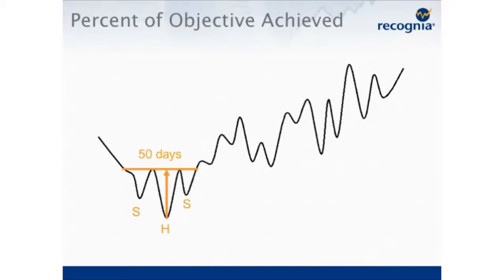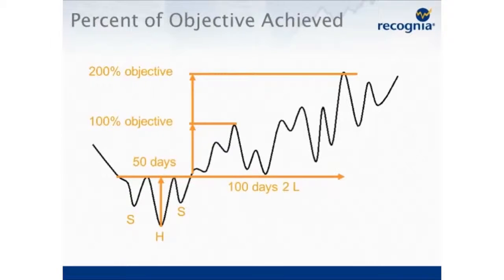We also talked about how to derive a target price based on a pattern, and that's done by measuring the height of the pattern. Let's call that pattern height h. If we hit 1h, that would be 100% of the target price objective. But if the price of the stock went even higher, for example to 200% of the objective, or 2h, that would be a 200% achievement of the objective.